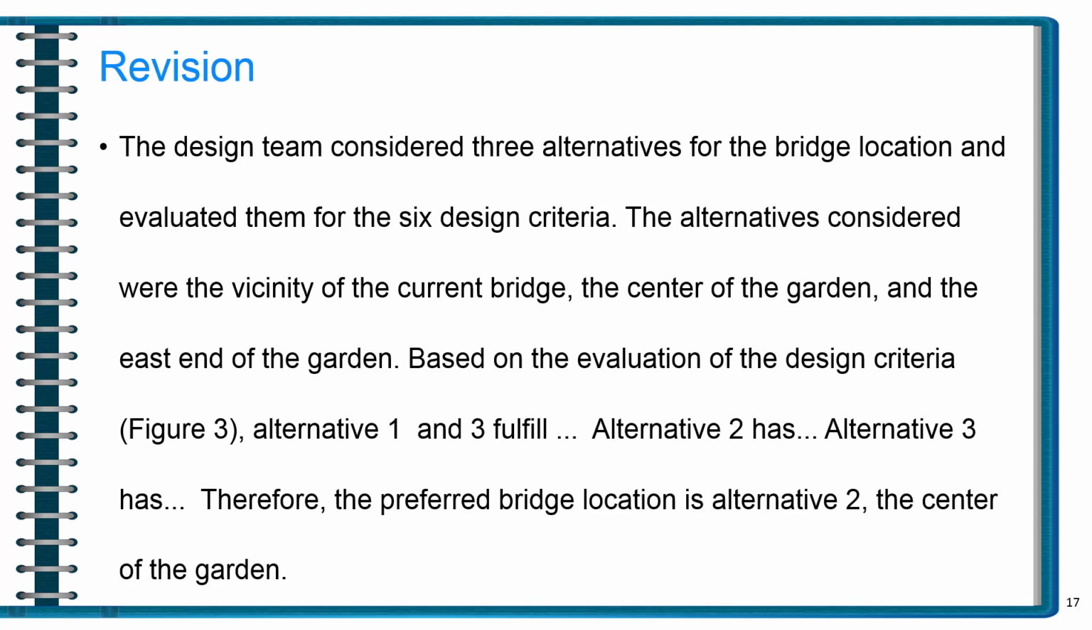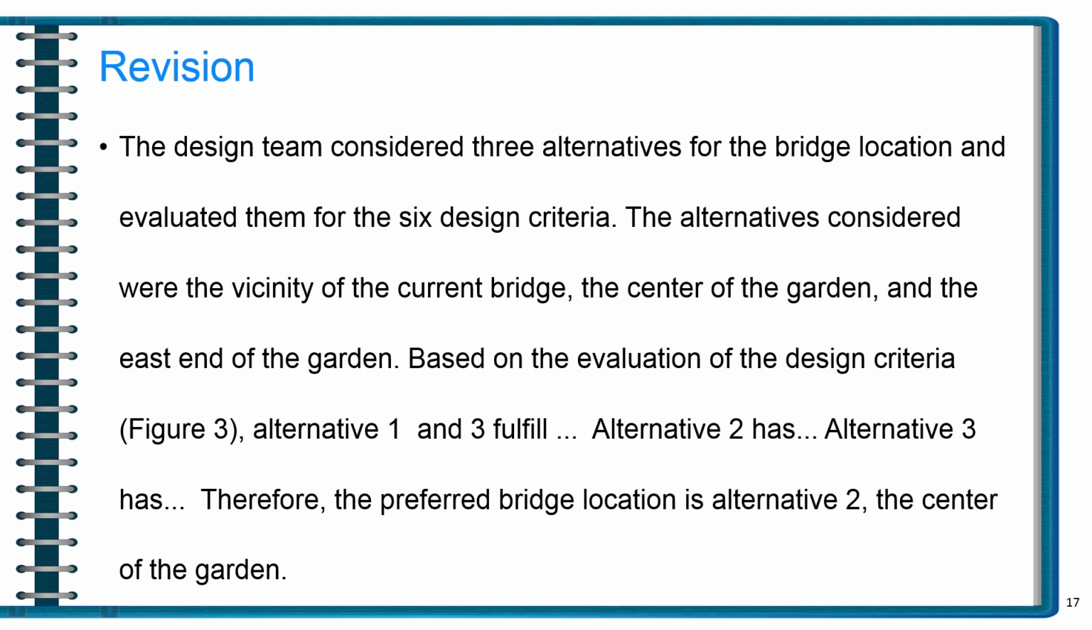Here's a possible revision. The design team considered 3 alternatives for the bridge location and evaluated them for the 6 design criteria. The alternatives considered were the vicinity of the current bridge, the center of the garden, and the east end of the garden. Based on the evaluation of the design criteria, Figure 3, Alternative 1 and 3 fulfill, Alternative 2 has, Alternative 3 has, therefore, the preferred bridge location is Alternative 2, the center of the garden.